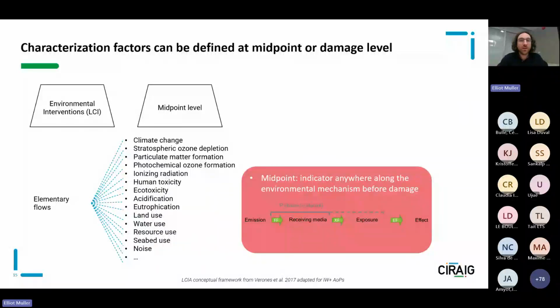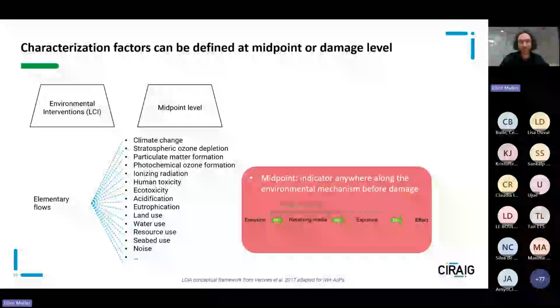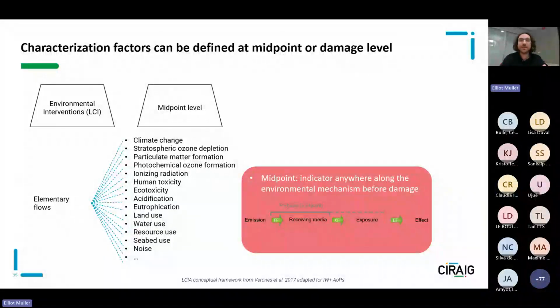So first, a quick overview of what is meant in the midpoint damage level framework. Impact World Plus provides indicators at the midpoint level. So for example, for climate change, for ecotoxicity, for eutrophication, for land use. And the definition of a midpoint indicator is an indicator that can take place anywhere along the environmental mechanism, as long as it is before the damage.